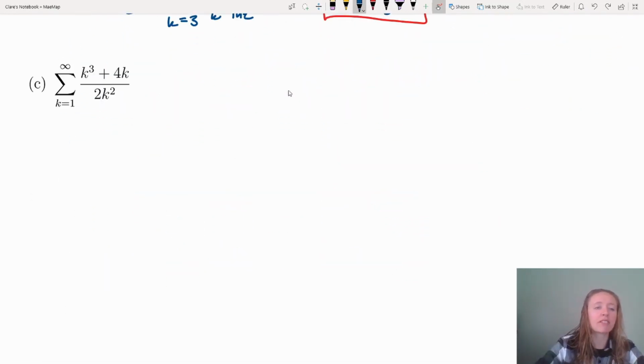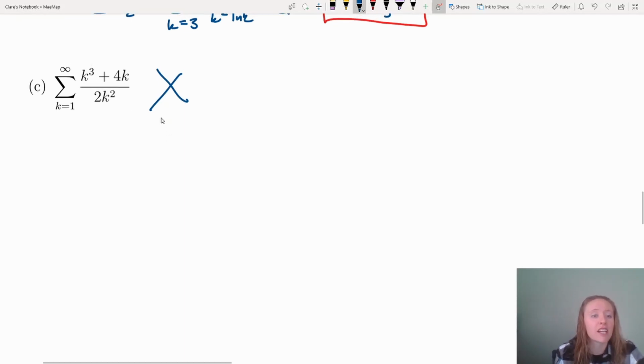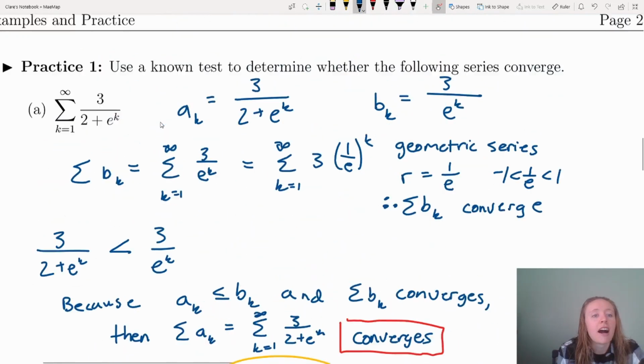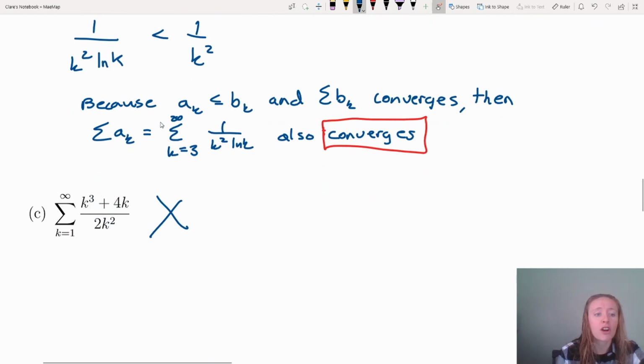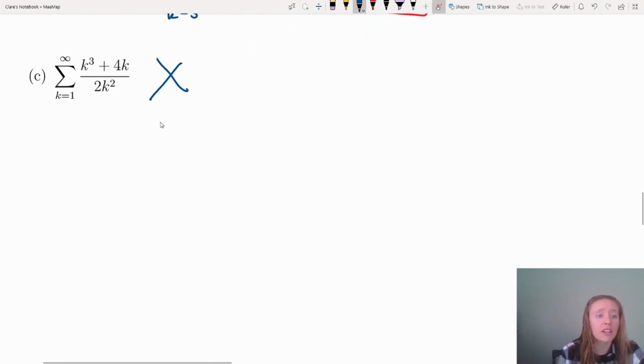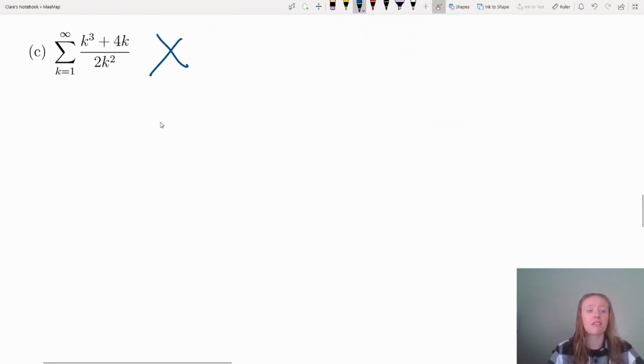So looking at c, we have k cubed plus 4k over 2k squared from k equals 1 to infinity. So if you were to jump into this, starting with the comparison test, you're going to do so much work to get the right answer. This is not comparison test at all. That's why when I listed this practice, I said use a known test. So a little bit of a trick here. What we can do for this to figure out whether it converges or diverges is simply the divergence test. So don't do more work than you have to.